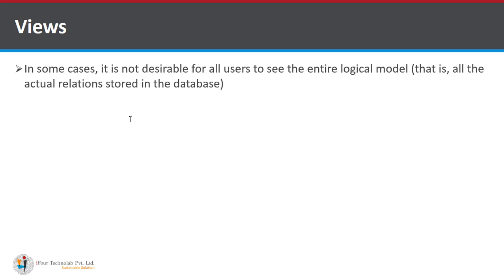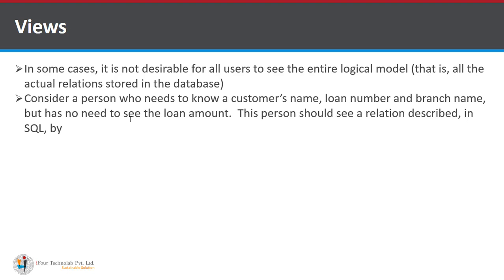Now we have views. When a user wants to see specific data instead of an entire table or tables joined, we use views. Let's have a look at an example. In some cases, it is not desirable for all users to see the entire logical model, that is all the actual relations stored in a database. So consider a person who needs to know a customer name, loan number and branch name, but has no need to see the loan amount.